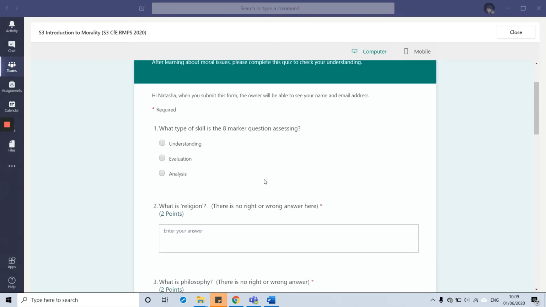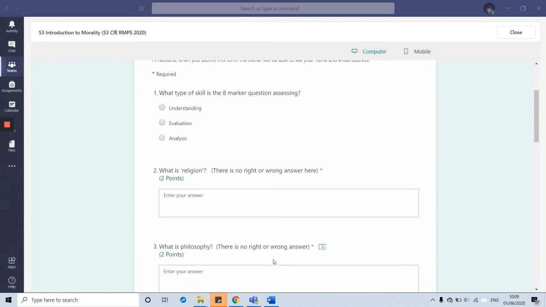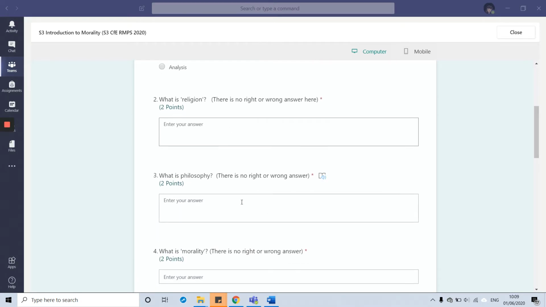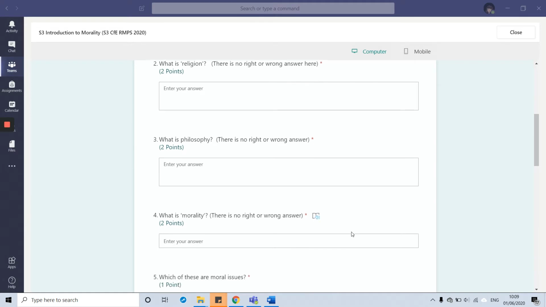The first question is asking you what skill we are using, and then questions 2, 3, and 4 are asking you about what religion is, what philosophy is, and what morality is. Notice that each of the questions is worth 2 marks, so you're aiming to say 2 separate things. Okay, so 2 sentences. And an example is usually a mark as long as it's developed.